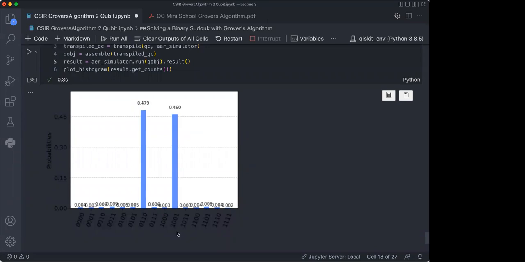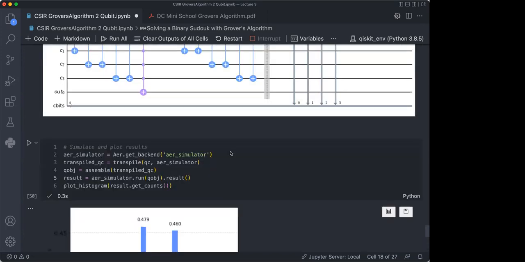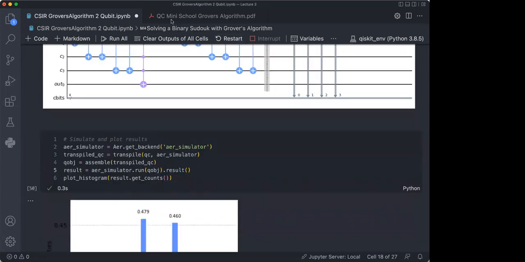And if you actually only do 1 iteration, you'll see that it already has high enough probability, but 2 iterations lowers the probabilities of all the other states that aren't solutions, and only keeps, with the highest probability, the 2 states that are solutions to the binary Sudoku problem. So that's basically how you can use Grover's algorithm to solve the binary Sudoku problem. And that's basically all I want to say for today about Grover's algorithm. If you have any questions, feel free to ask them now, I think.